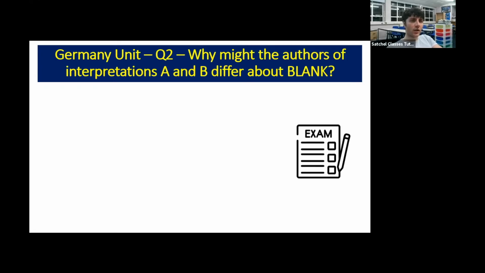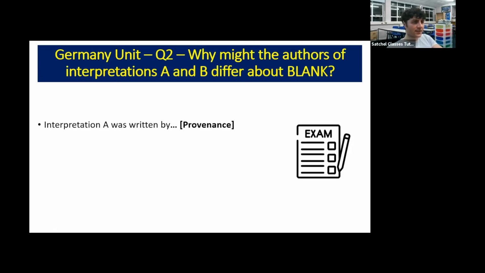Question 2 is asking you, why might the authors of interpretations A and B differ about blank? So again, it's going to be the Treaty of Versailles when we get onto the historical examples. But pause here and make sure you've really got this idea that this question is different to question 1. Question 1 is asking you, what is the difference in viewpoints? Question 2 is asking you, what is it about the authors, so the provenance of these interpretations, that would make them likely to take the view that they do?